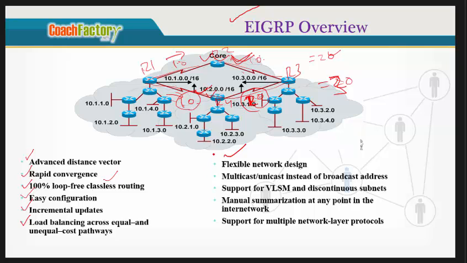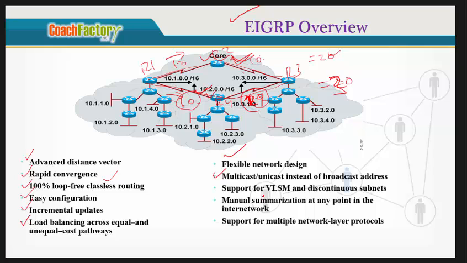Flexible network design. As I said earlier, you can go to any router and configure EIGRP simply on both routers, and they'll start working. They start exchanging the routes. Unlike OSPF, where you have complex scenarios where you need multiple areas, and all other areas should be connected to area 0. This is not the case with EIGRP. It is pretty flexible with the network design.